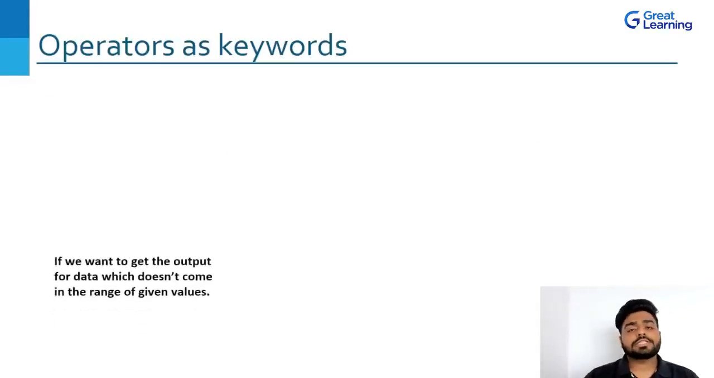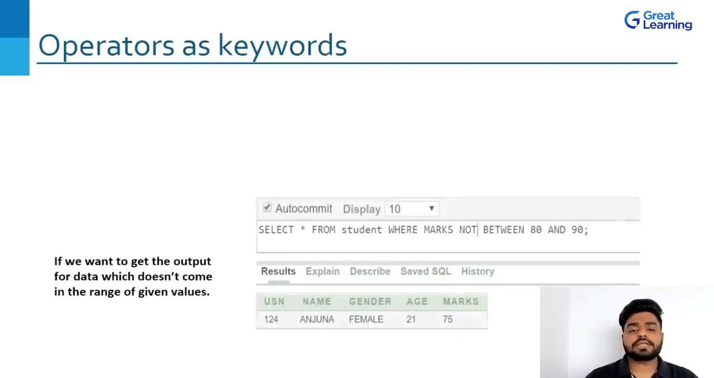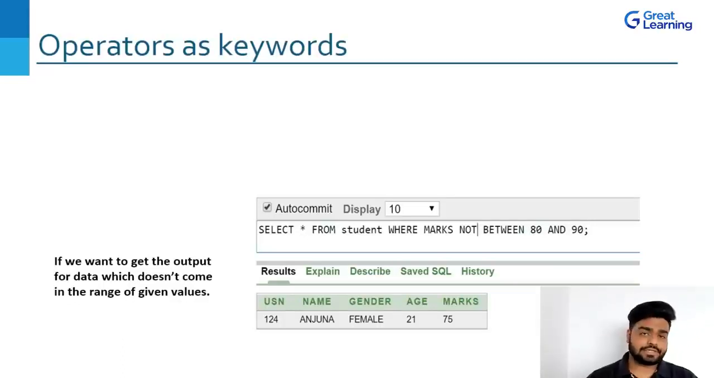If you now look at this particular screenshot, we have written select star from student where marks not between 80 and 90. Now we don't want those values which are in between the range, but we want those values which are outside that range. So we just have to use not between. If you want the values to be inside the range, then we directly use between and. But if we don't want the values to be in that range, then we write not between.